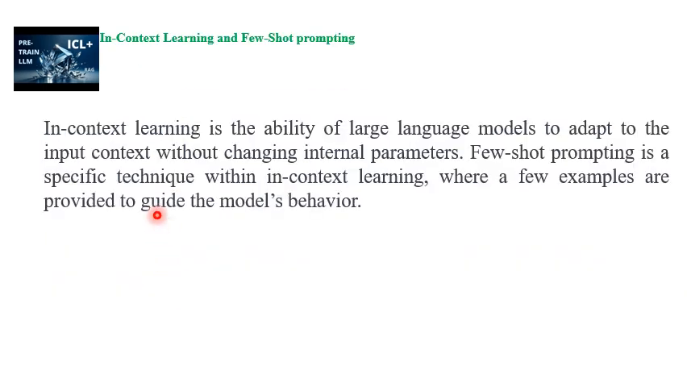In context learning and few shot prompting. In context learning is the ability of a large language model to adapt to input context without changing internal parameters. The language model adapts to the input context without changing the internal parameters. Please keep this in mind as the takeaway of this video: language models adapt to the input context without changing internal parameters.